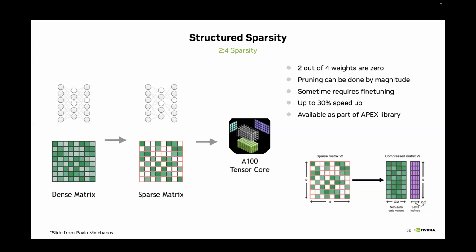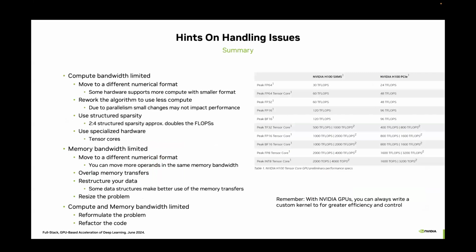So just to summarize these hints to some degree, we've talked about most of this stuff. Move to different numerical formats. Rework your algorithm. Use structured sparsity. Use the specialized hardware, and talk to the specialized hardware the way it wants to be spoken to. The specialized hardware does not like being disrespected. When you disrespect it, you don't get the performance you want. If you're memory bandwidth bound, look at the formats. You can overlap memory transfers. You can restructure your data, resize the problem. Lots of things you can do.